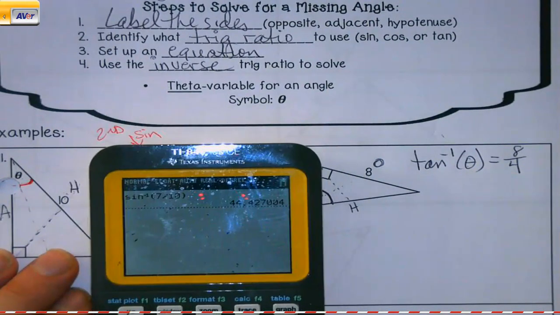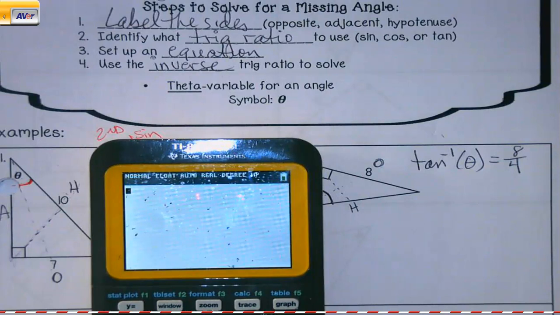Trying to do the calculator without getting too much glare. We'll see how this goes. Second tangent, there's my little inverse. 8 divided by 4.